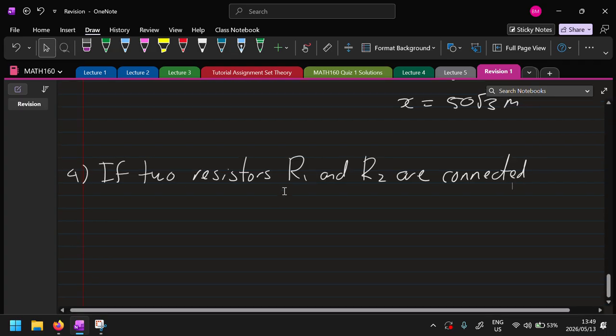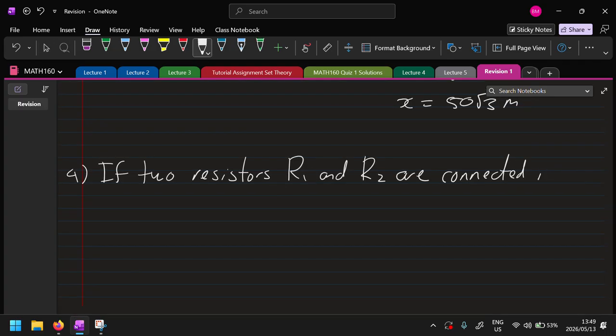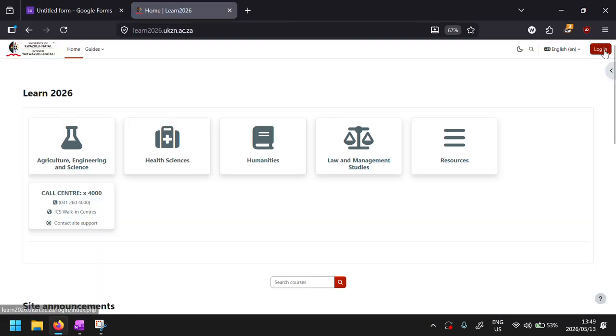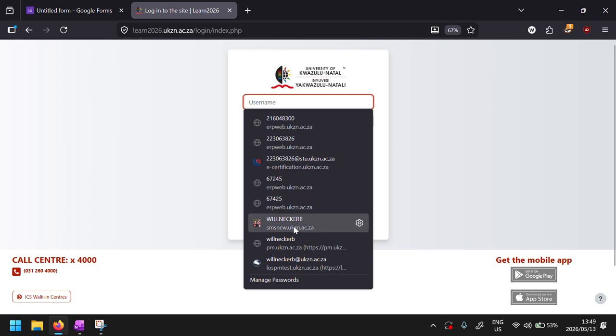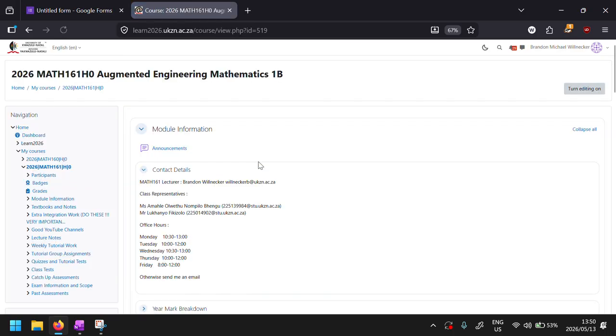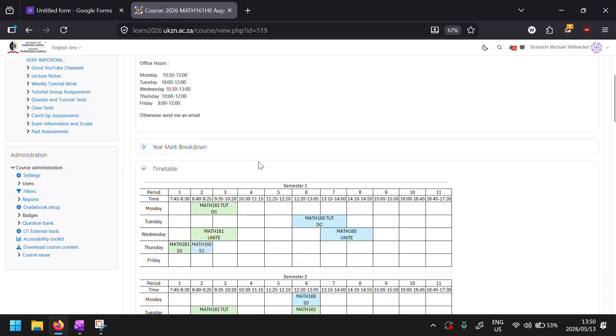Okay, if two resistors, R1 and R2, are connected in parallel. The reason I'm doing it again is because about a third of the class haven't opened the tutorials. Remember on Learn, I went through it with the second years. I can track exactly what you've been doing. I won't point out any names. I'll just show you. Actually, let's do it with the second years. Then there's no issue. Just don't tell them.